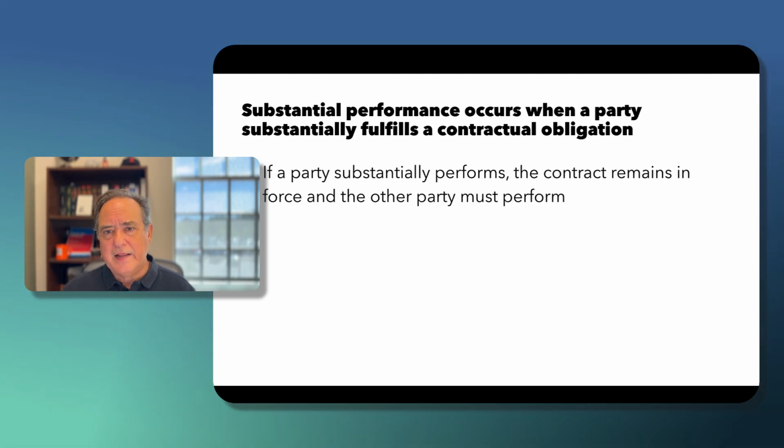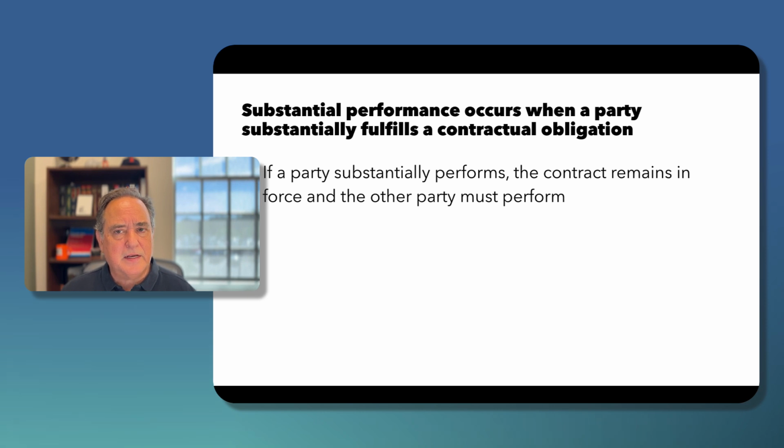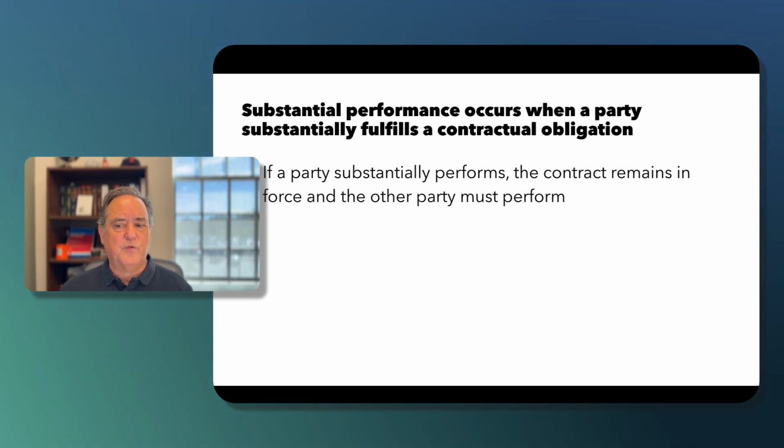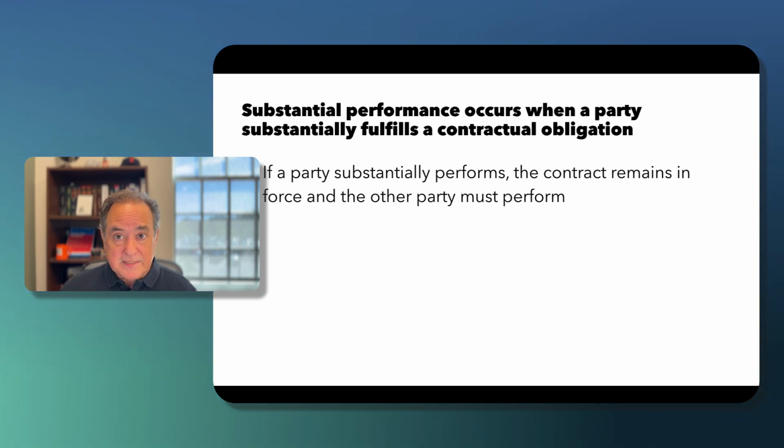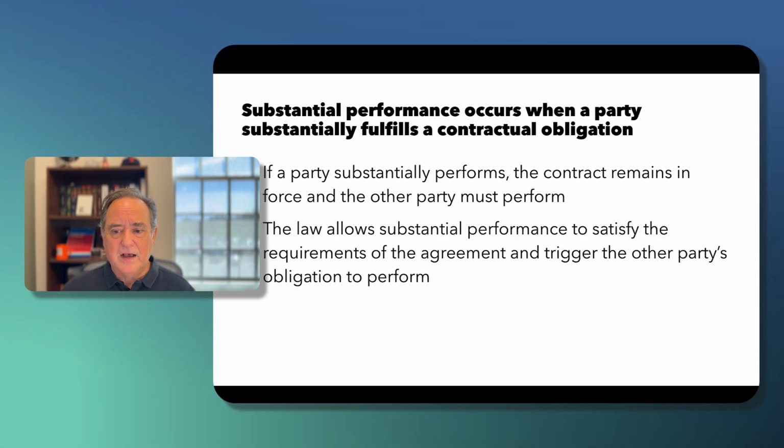But if a party substantially performs, the contract remains in force and the other party must perform, meaning that party who substantially performed committed a simple breach. They did not render perfect performance. Nevertheless, the other party, the non-breaching party, must stay in contract and must perform according to the terms of the contract. The law allows substantial performance to satisfy the requirements of the agreement and trigger the other party's obligation to perform.